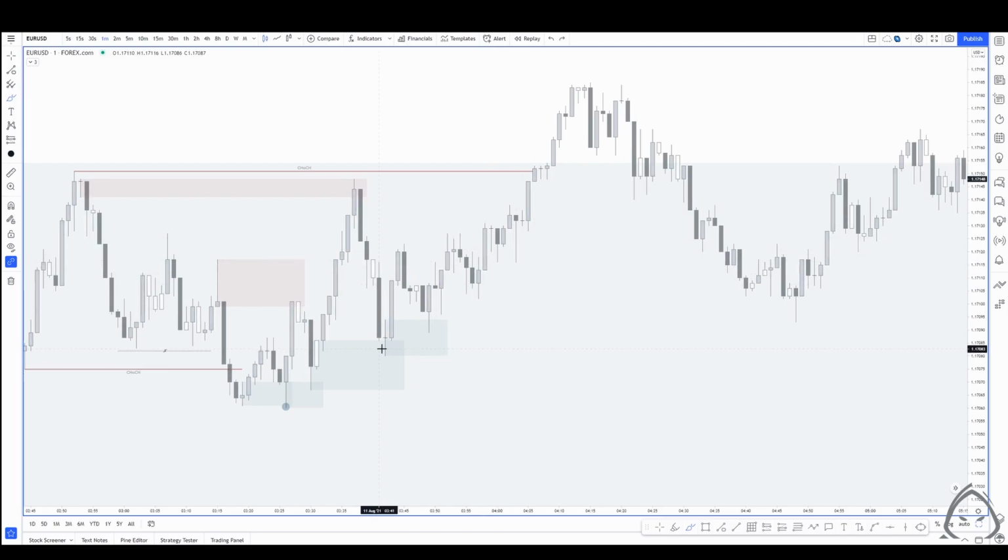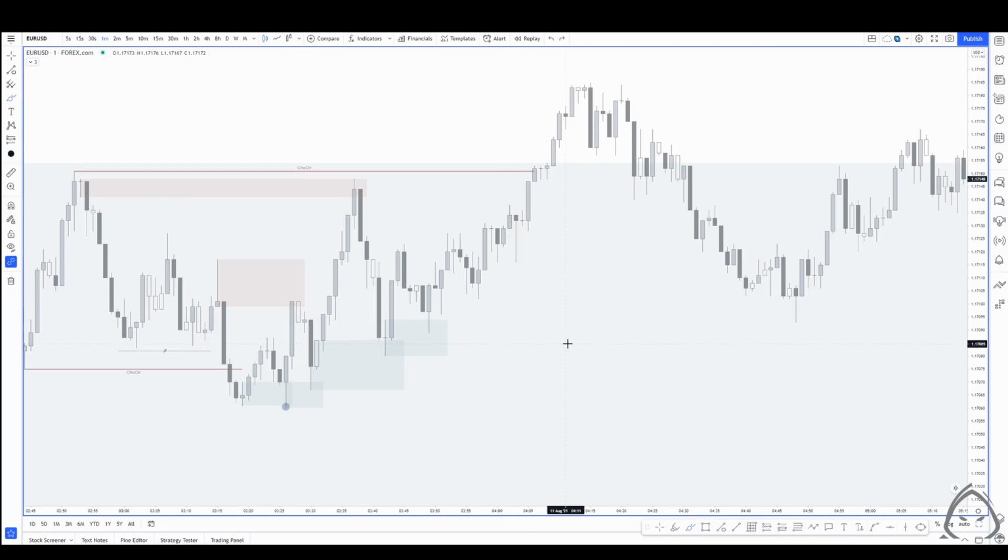But again, this is why we stack our probabilities in our favor, because what we can see is in this instance, yes, we did mitigate something. Yes, we kind of broke structure. Does that sound like we should be taking a trade? No. But what it is framing our minds up from a logical perspective is we're starting to see order flow taking over. We're starting to see respecting of demand zones and price continuing.